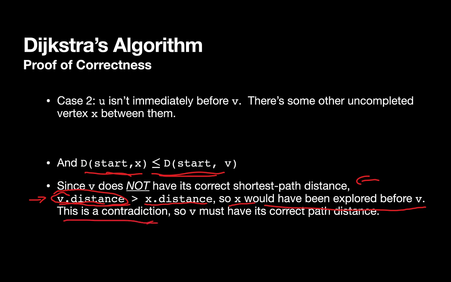So in this case, we would have had to have already processed X. So either we already processed U and V got its correct estimate, or we've got this unknown intervening node X, and we also would have had to have already processed it. So we've got kind of two contradictions here. So our original assumption that V's distance was incorrect must be incorrect. V must have the correct distance by the time we get to processing it, by removing it from the queue and processing it in the loop.